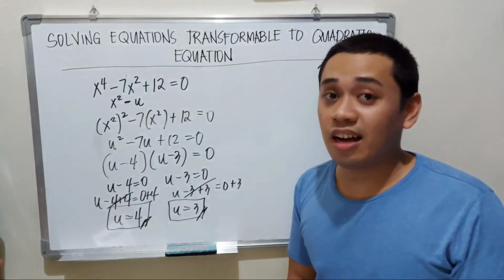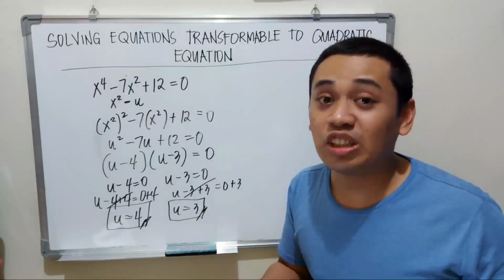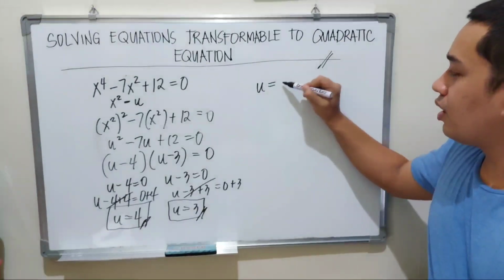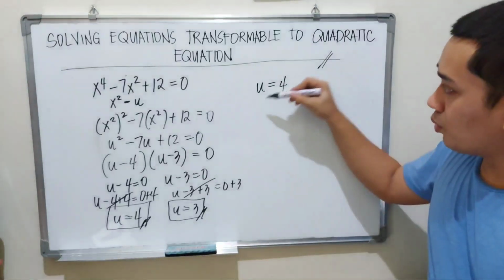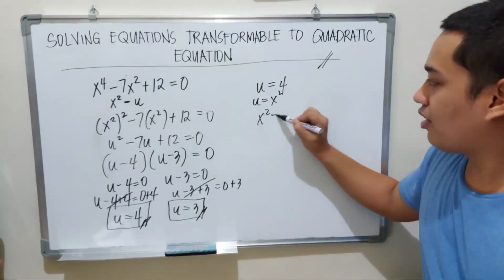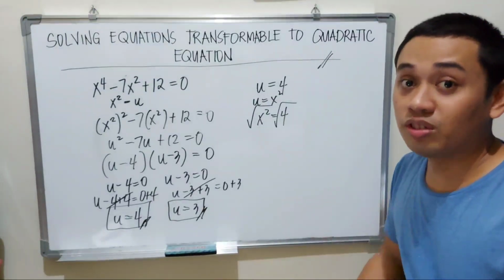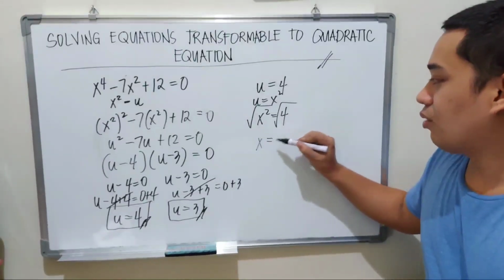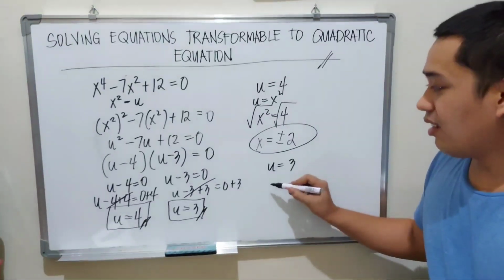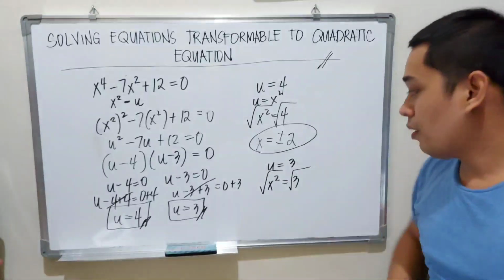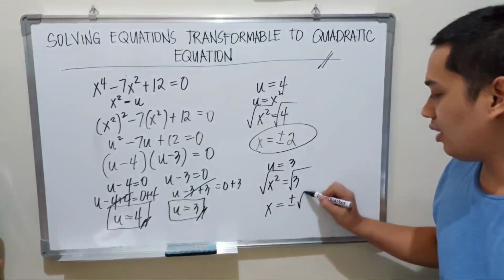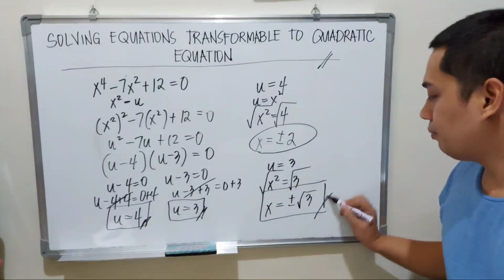We are not yet done because we are not trying to solve the equation in terms of u, but instead of x. So we have here u is equal to 4, but u should become x squared. Tama? Then it should be x squared equals 4. Getting the square root of both terms, we have x is equal to positive negative 2. We have u is equal to 3, then x squared is equal to 3. Getting the square root of both sides, we will end up with x is equal to positive negative square root of 3. There you have it.